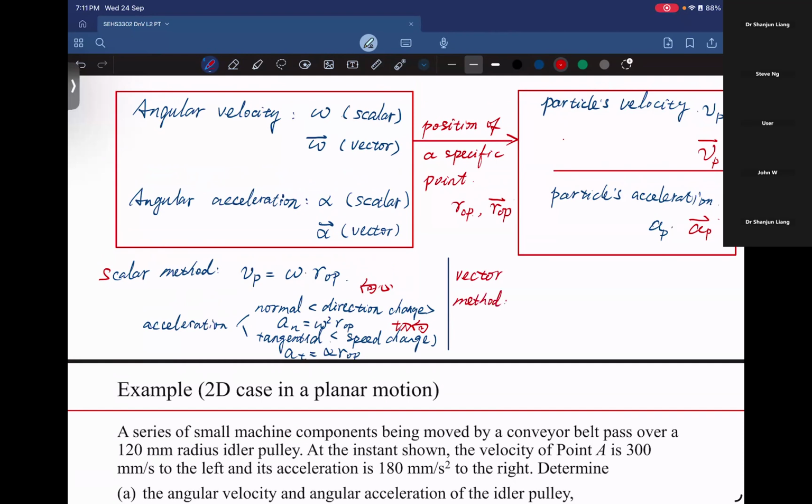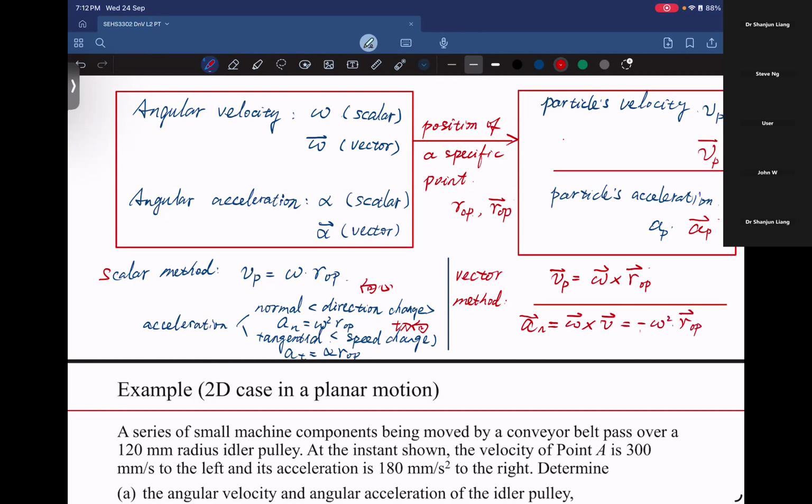So in the vector method, we just find out the vector for every component and do the cross product, right? For example, for VP, we just find the vector omega cross the vector ROP, from O to P. And if we want to find the acceleration, acceleration actually has two parts, right? One is normal, the other is tangential. For normal one, it is omega cross v, also equals negative omega square times ROP.